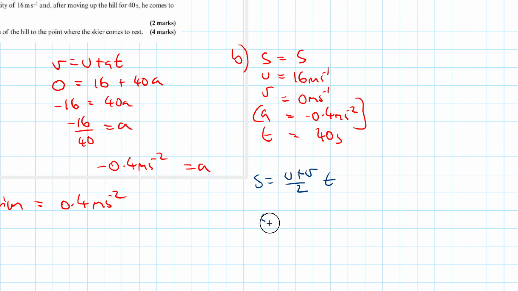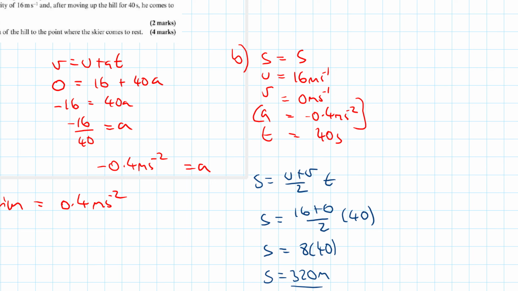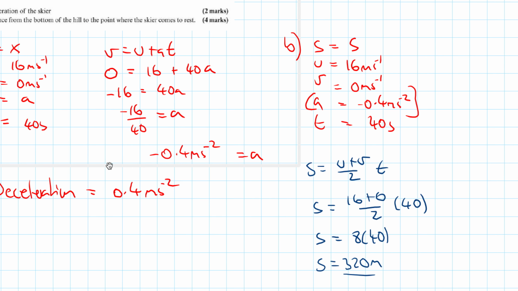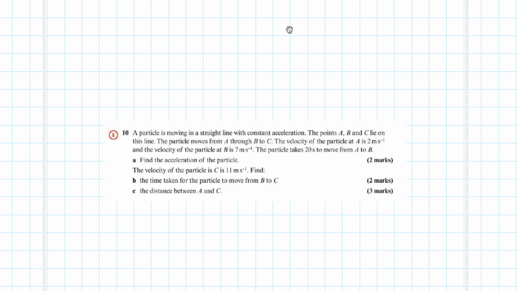And then from here, we just plug in our numbers. So s is equal to 16 plus 0 over 2 times 40. So this is equal to 8 times 40, from 16 divided by 2. And 8 times 40 is equal to 320 meters. So our distance is equal to 320 meters. And that brings to the end question 9.